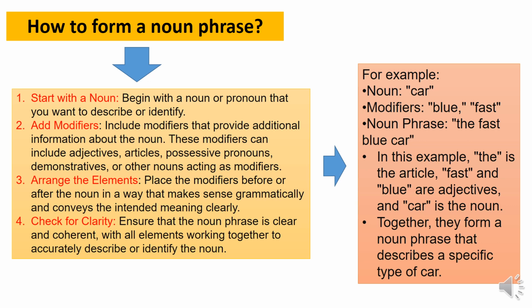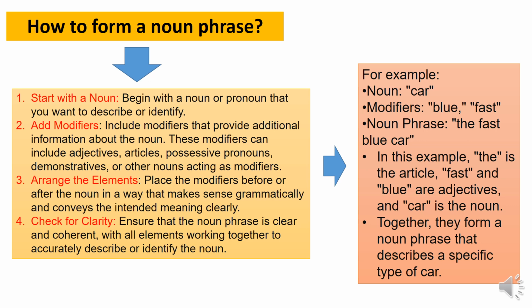You can take a look at the right side here, and then you have to add the modifiers, the words that explain the nouns. Include modifiers that provide additional information about the noun. These modifiers can include adjectives, articles, possessive pronouns, demonstratives, or other nouns acting as modifiers. For example, a blue vase. These are called modifiers.